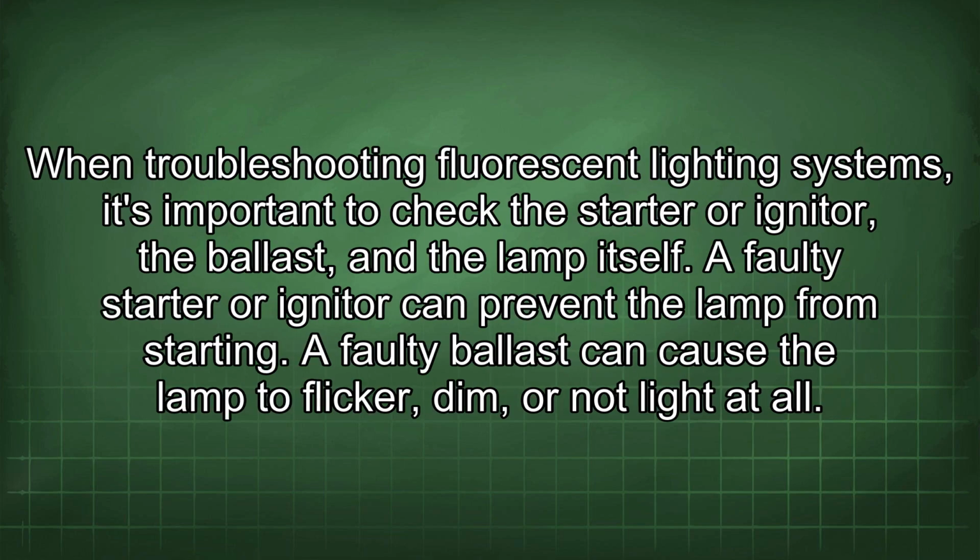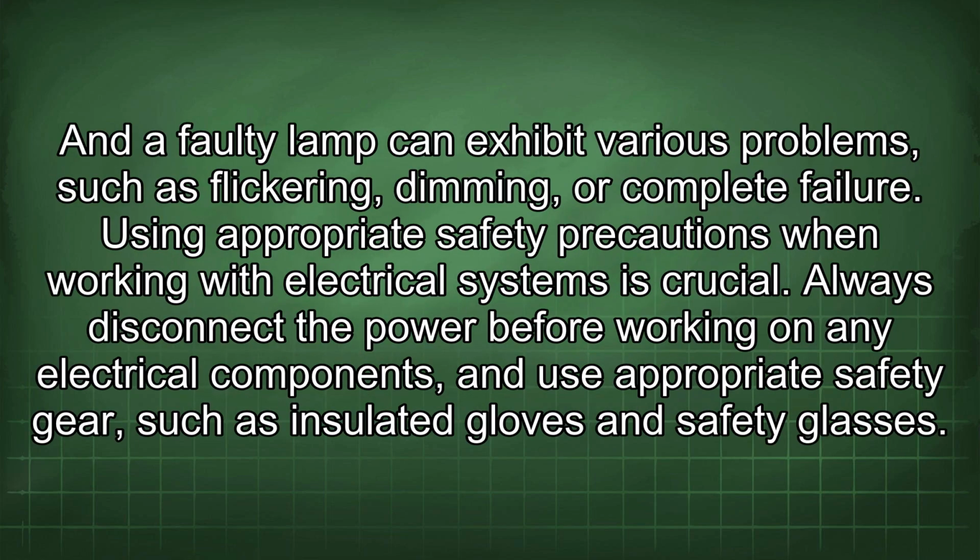When troubleshooting fluorescent lighting systems, it's important to check the starter or igniter, the ballast, and the lamp itself. A faulty starter or igniter can prevent the lamp from starting. A faulty ballast can cause the lamp to flicker, dim, or not light at all. And a faulty lamp can exhibit various problems such as flickering, dimming, or complete failure.